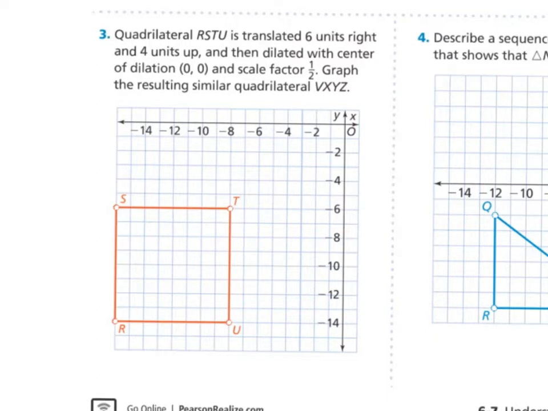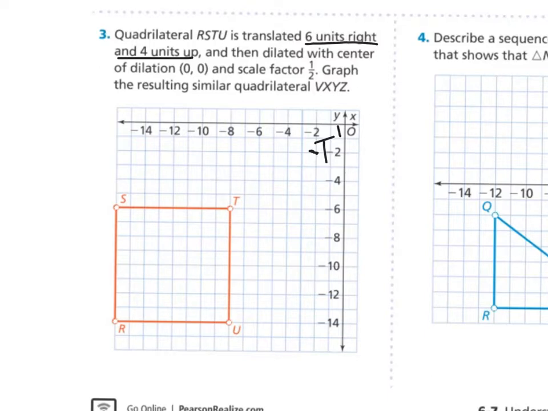So just a couple things at a time. If you want to do both your translations at the same time, that's fine. We're going to go 6 to the right and 4 up. So we take point T, for example. 6 to the right would take us to -2, and up 4 would take us to -2. So that's going to be, I'm going to call it T prime because we moved point T.